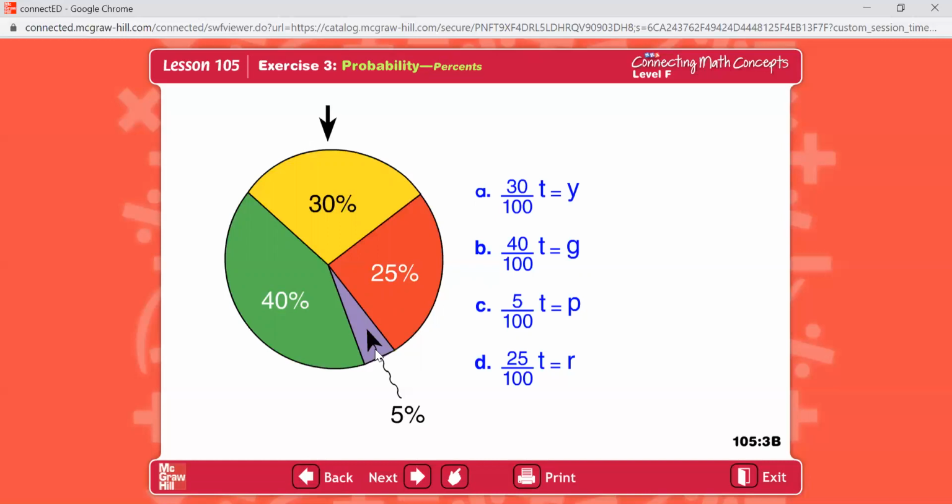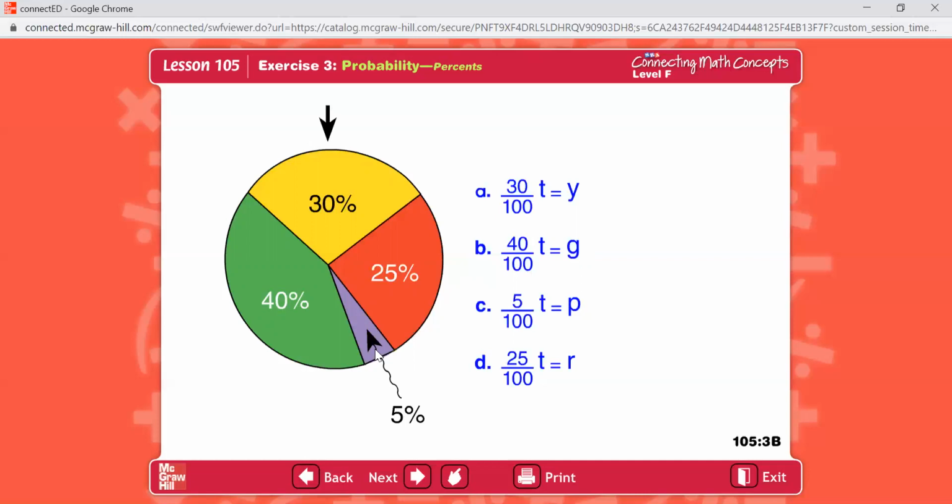If you spin the wheel 100 times, the percents show the number of times you would expect the wheel to stop at different colors. I'll say that again. If you spin the wheel 100 times, the percents show the number of times you would expect the wheel to stop at different colors. If you spin the wheel 100 times, you would expect it to stop at yellow about 30 times, because yellow is 30% of the wheel.